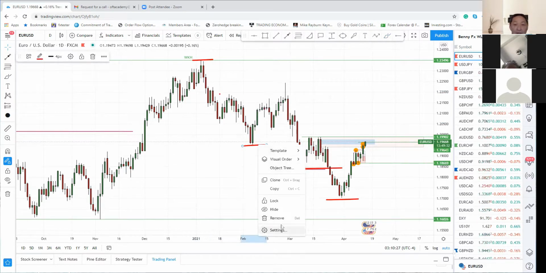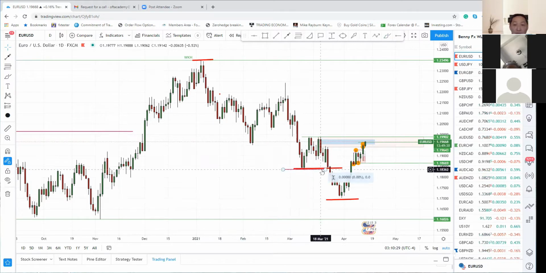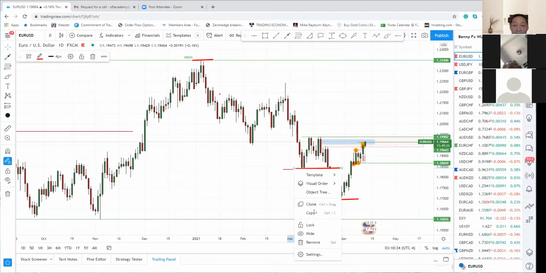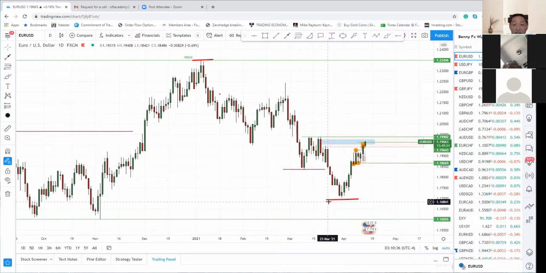So if you use this principle, lower high, lower low, which I just explained, it becomes very clear. You know what the trend is doing in the daily time frame.